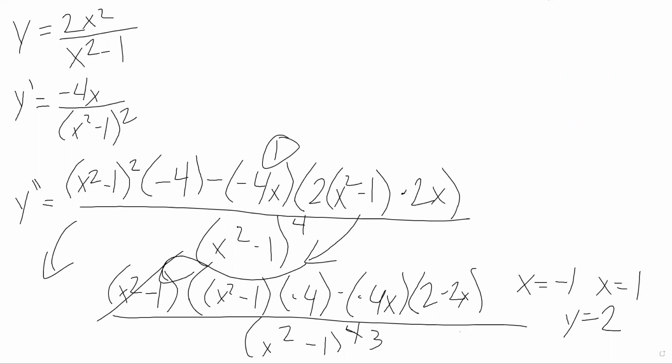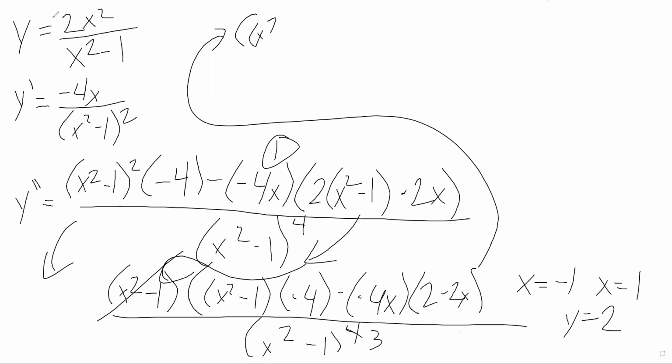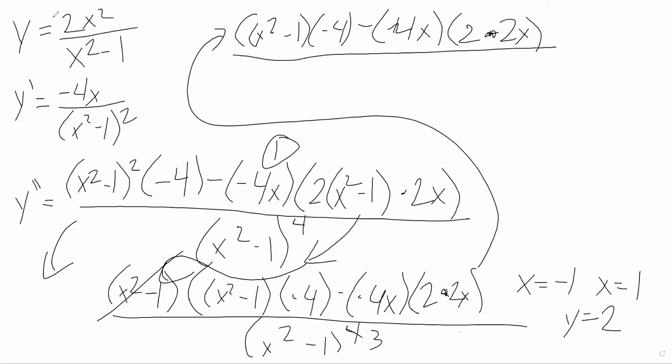So now we're at the point where I'm just going to rewrite this up here. I'm going to draw a little arrow so you see. You're left with x squared minus 1 times negative 4 minus negative 4x times 2 times 2x. Sloppy handwriting on here is starting to mess me up. All over x squared minus 1 cubed.